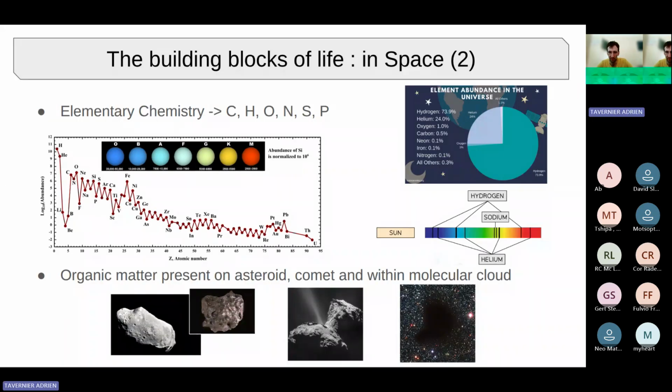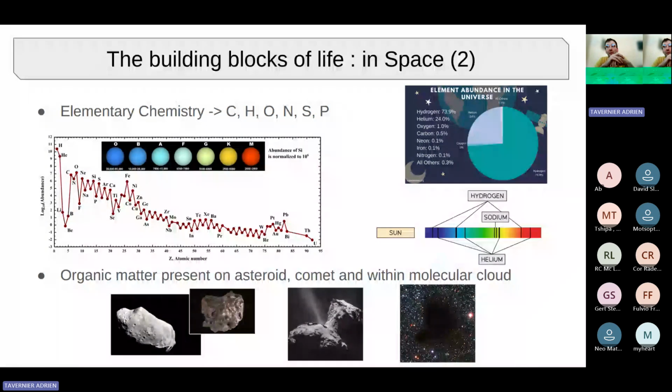So if we are looking at these different objects, first the star, we will come back to the elementary chemistry: carbon, hydrogen, oxygen, nitrogen, sulfur, and phosphorus. So you have here the elemental abundance in the universe, and we are looking at the stars.